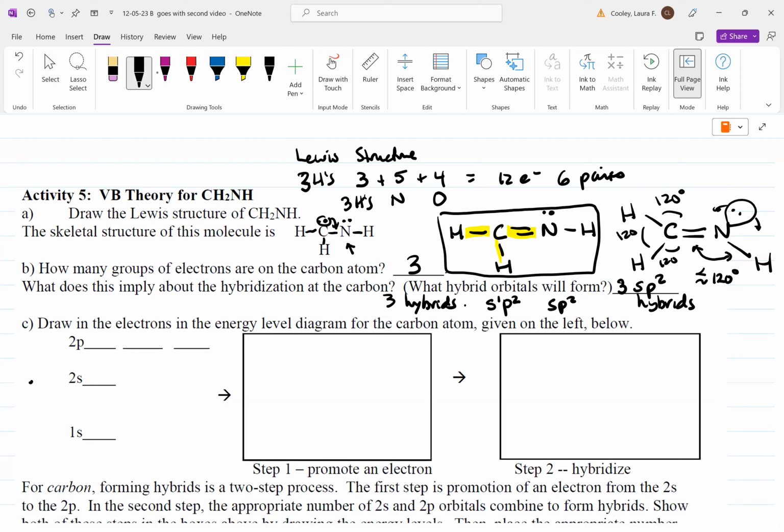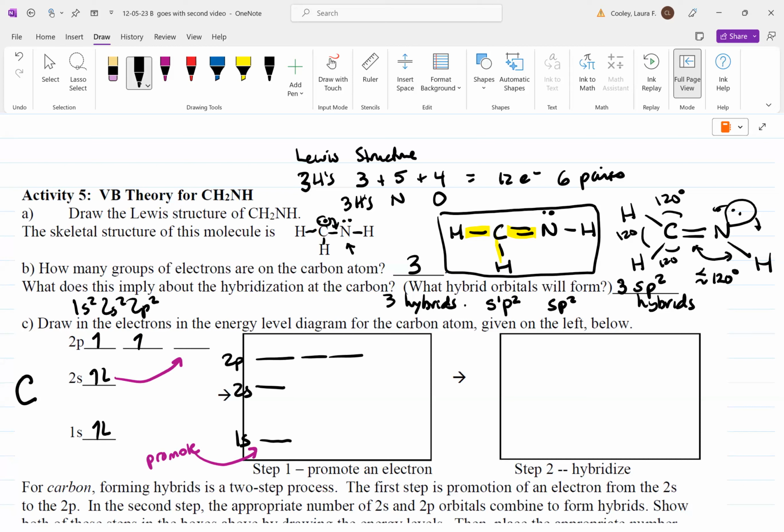And now we can draw for carbon anyway, which is 1s2, 2s2, 2p2. So we put in our electrons. And then we do what we always do with carbon, which is we promote an electron, like that. So we still have 1s. We still have 2s. We still have 2p. But now we have 4 half-filled orbitals.